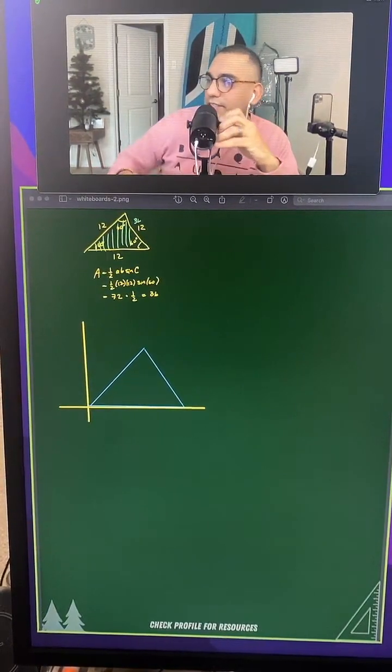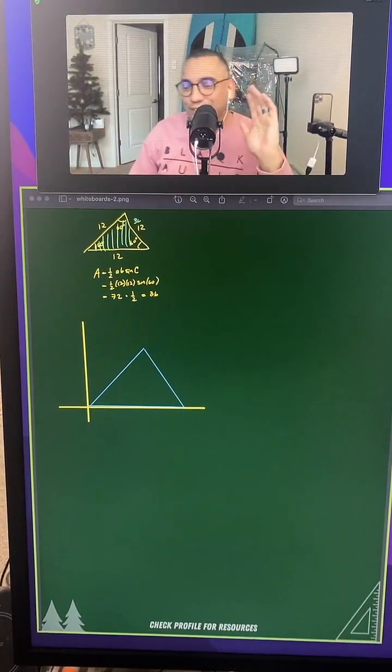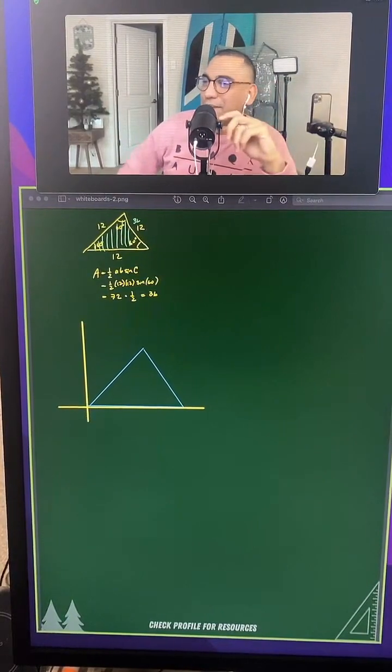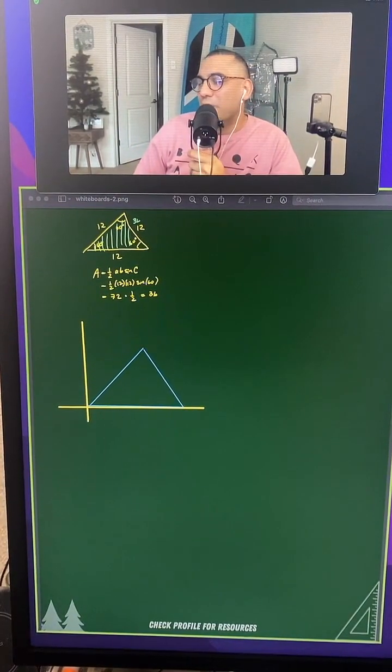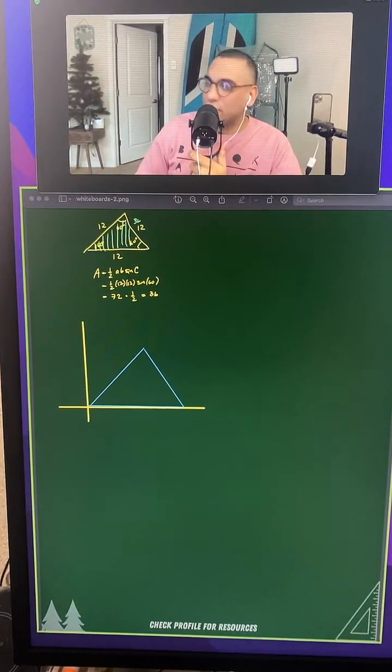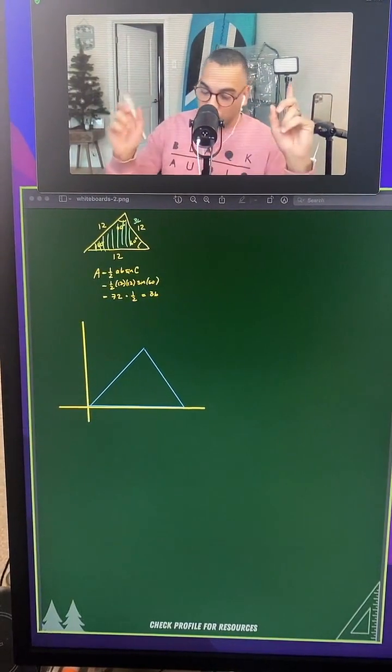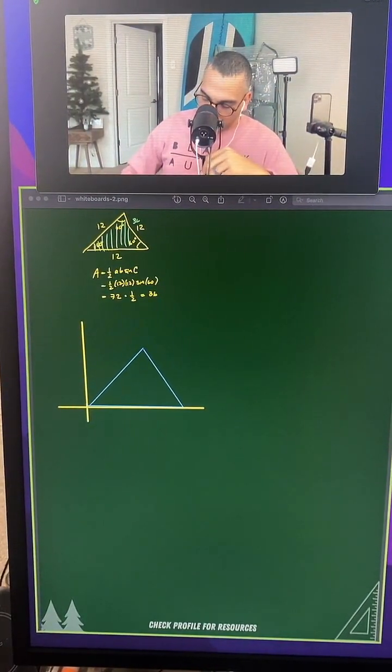I cannot believe I already started with that. You're absolutely right. Sine of 60 is going to be root 3 over 2. My bad. Okay, but this is good. So we're going to go ahead and talk about that. Let me go ahead and fix that real quick.